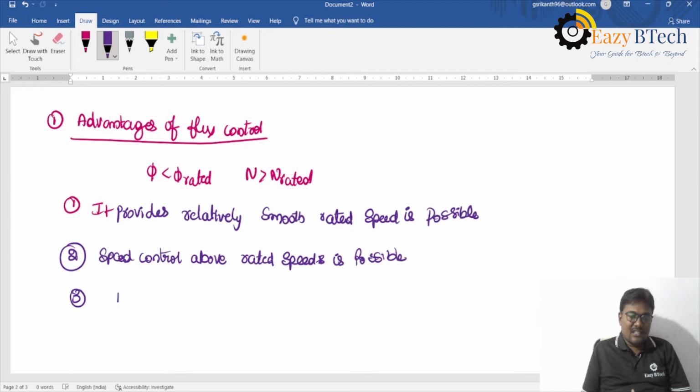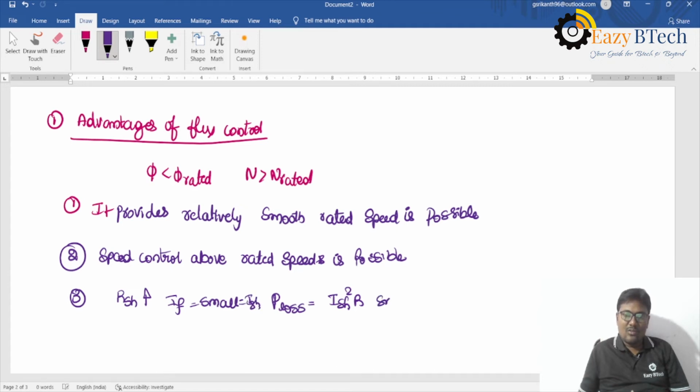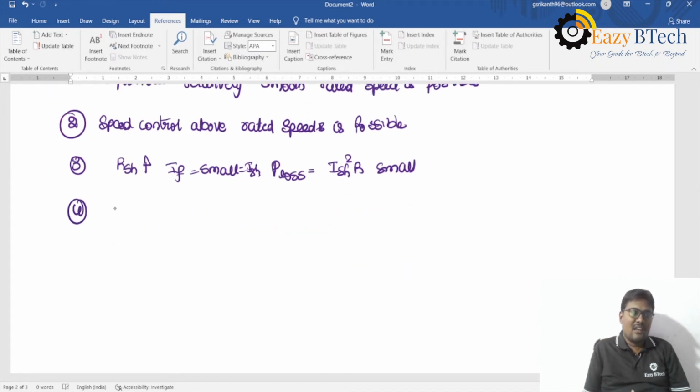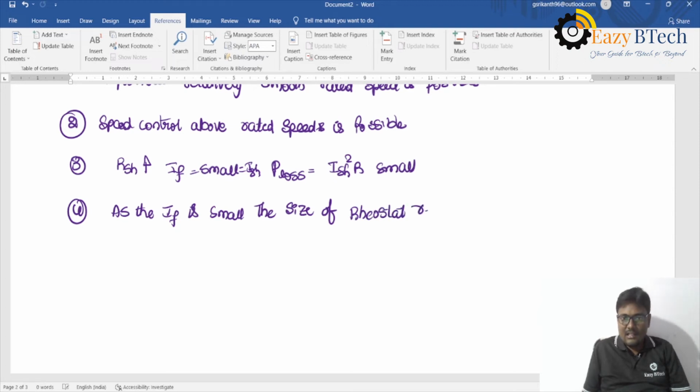As the field resistance is high, the field current is very, very small, and the power loss, that is copper loss in the field winding, is also small. And the next advantage: as the field current IF is small, the size of the rheostat required is also small.